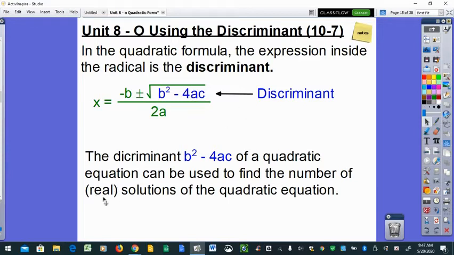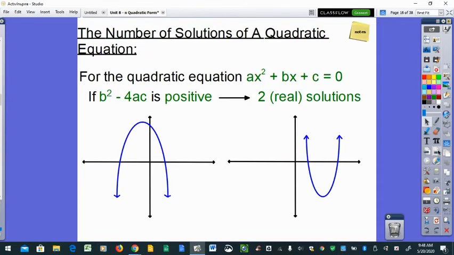And again, we're working on the real numbers. When you get to Algebra 2, we'll start talking about complex. But right now, we're all on the real number plane. So let's take a look at this discriminant and see what I mean.